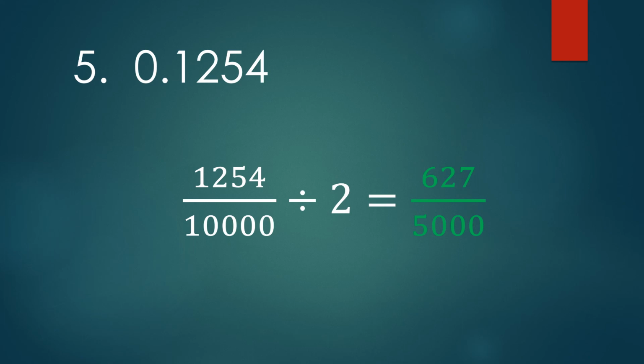Find the GCF of 1,254 and 10,000, if it exists, and reduce the fraction by dividing both numerator and denominator by the GCF. 1,254 divided by 2 over 10,000 divided by 2 equals 627 over 5,000.